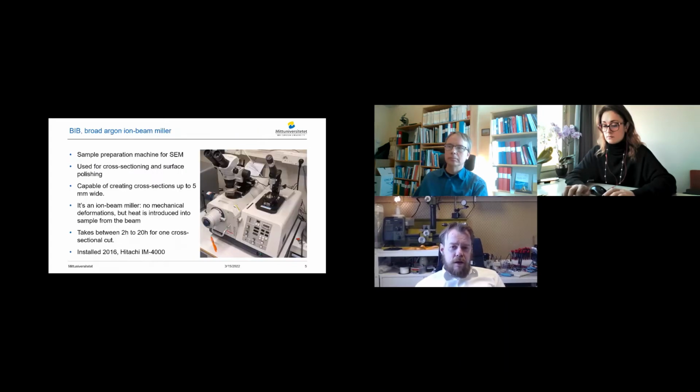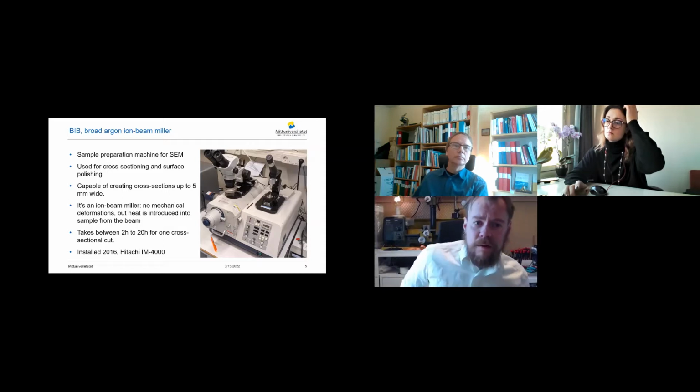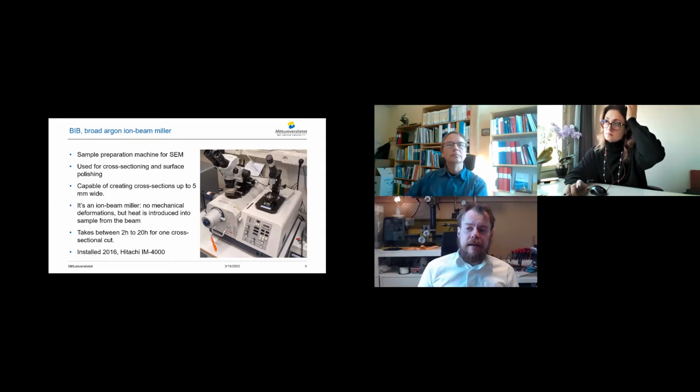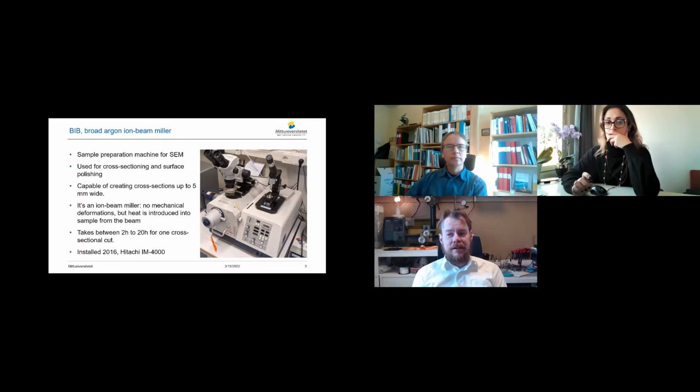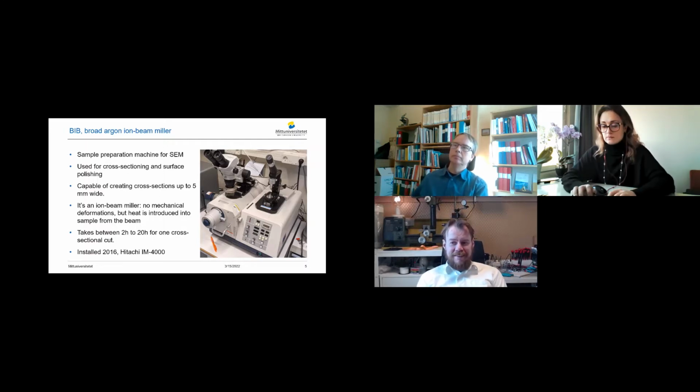So now I will talk a little bit more in depth on this broad argon ion beam miller. And that is not a machine that you use to study things. It is a sample preparation machine. So it is a tool that is used in combination with, most of the time, scanning electron microscopy. However, it could be used also to some extent for optical microscopy, but it becomes a little bit overkill when you use it for those kinds of tasks.